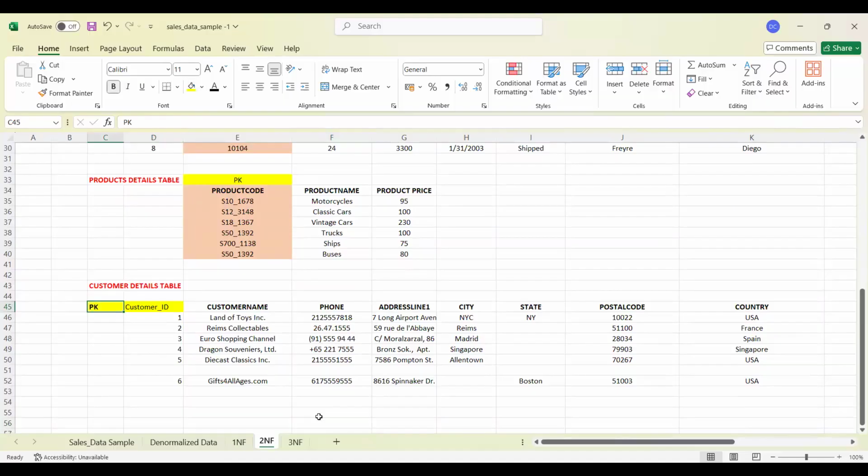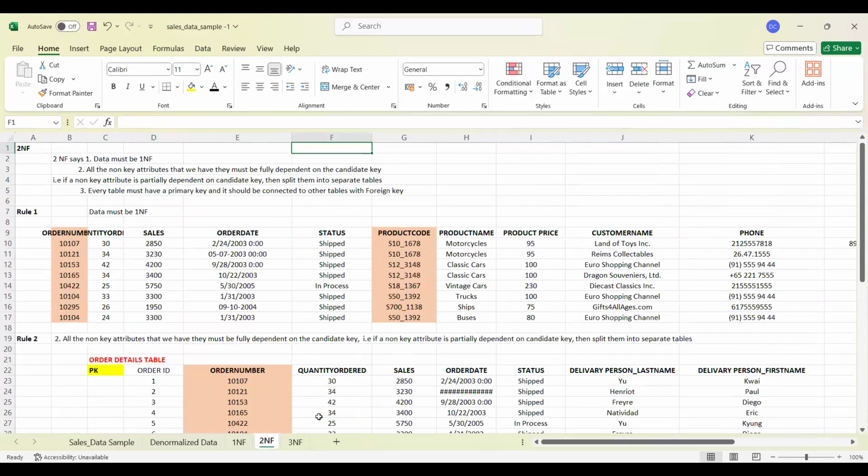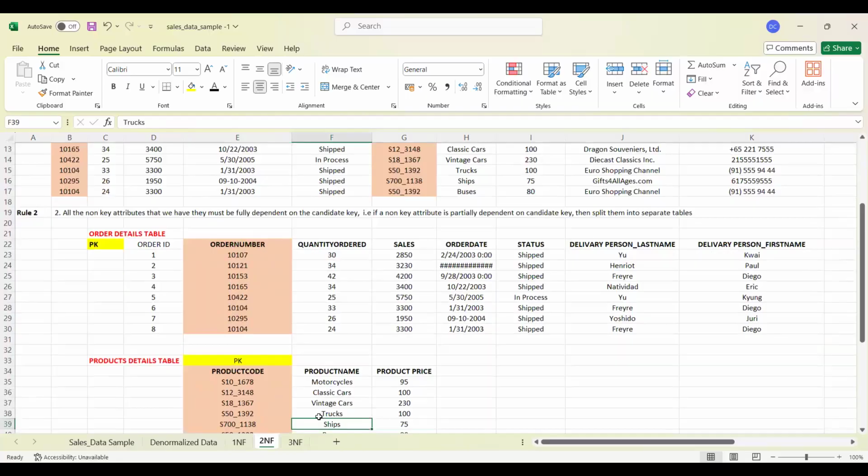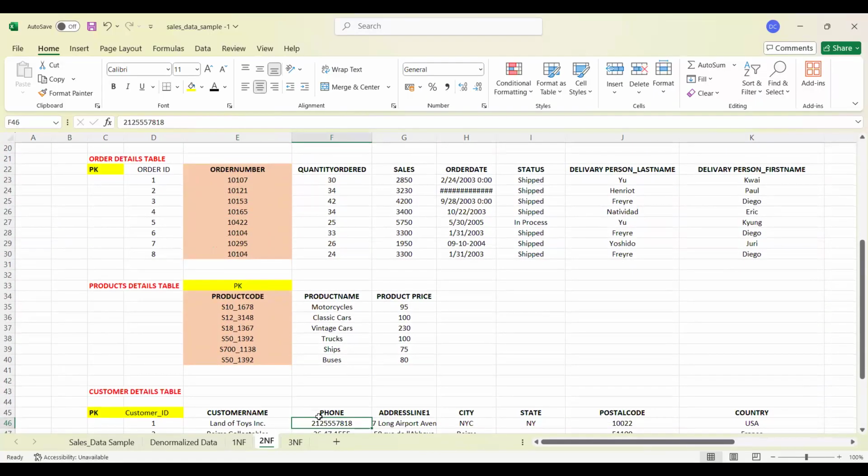Okay, so right now primary keys are done. Now we need to create foreign keys as per rule 3, correct? Every table must have a primary key and it should be connected to the other tables with the foreign key. That means for each and every table we have, we need to connect the foreign key here. Okay, so again, whenever we create foreign keys, there are two methods. In two ways we can create the foreign keys.